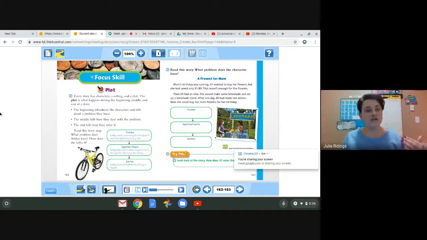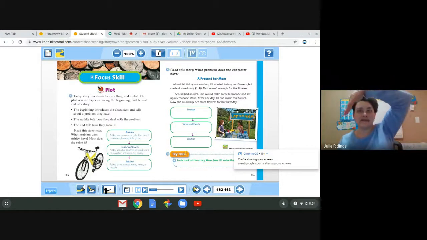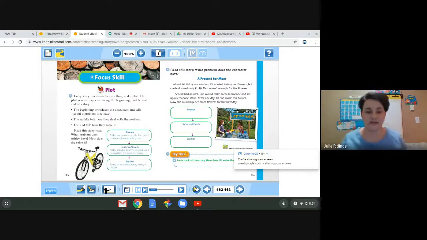This sounds a lot like when we talked about this before, the climax of the story, okay? The rising action, the climax, and the solution or falling action, okay? So we're going to read the story map. What problem does Ashley have? How does she solve it? Take a moment to look at that and try to read it.